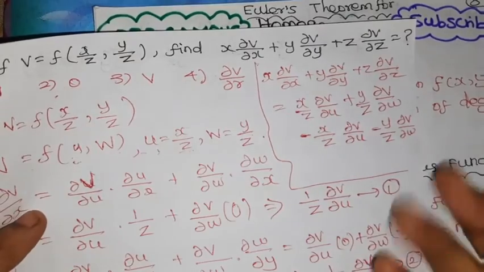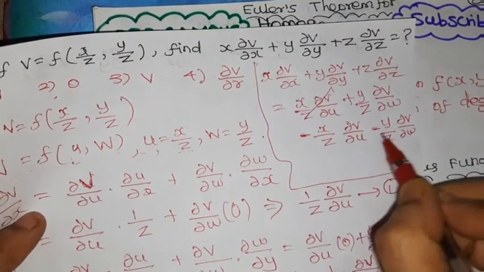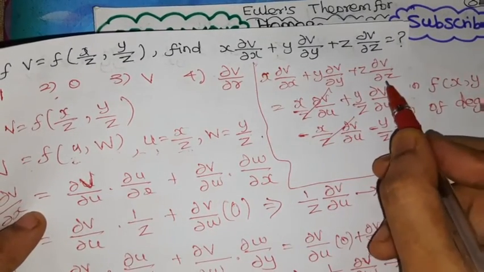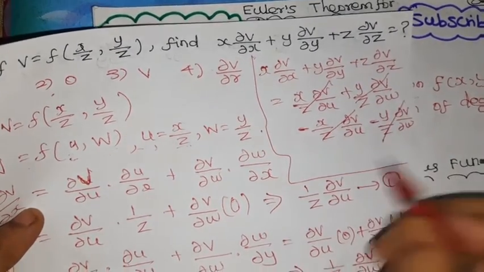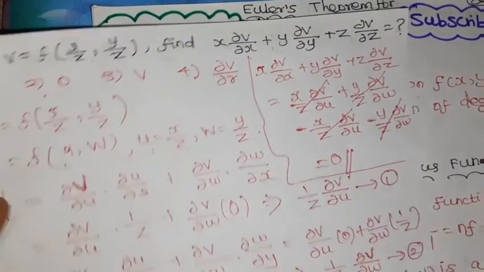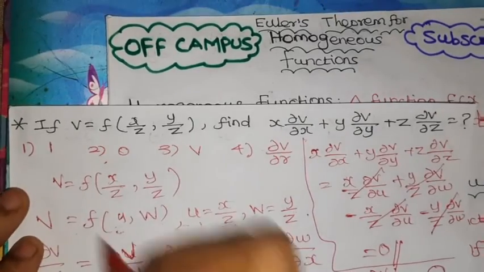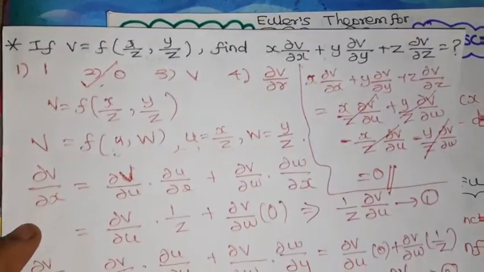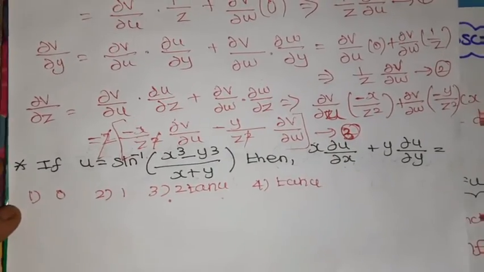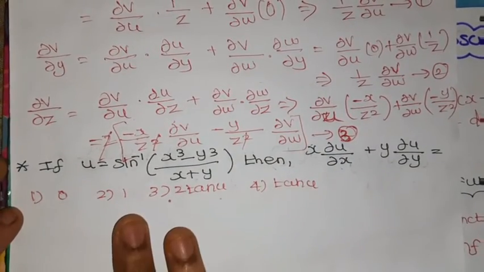By adding the LHS and RHS sides, x by z plus x by z minus x by z plus y by z, this and this get cancelled, we will get 0. So for this term we are getting 0 as the answer. Option 2, 0 is the right option for this problem. Then move on to the next one.